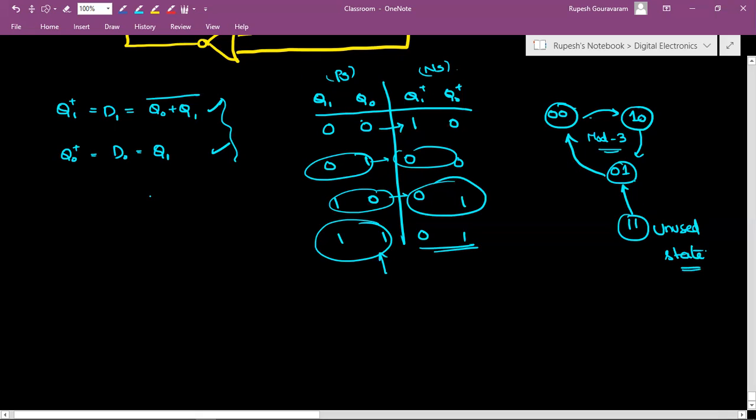If it comes into an unused state, it again goes into used states. That is, what do you call this, a self-starting counter or not a self-starting counter? Yes, this is a self-starting counter. Okay. Now let us take one more case.